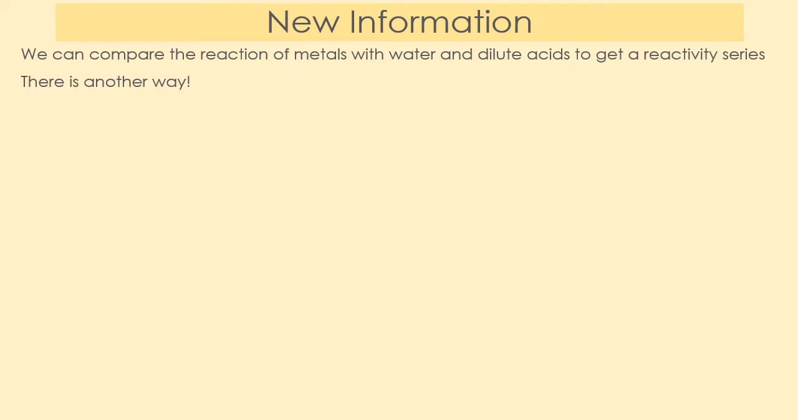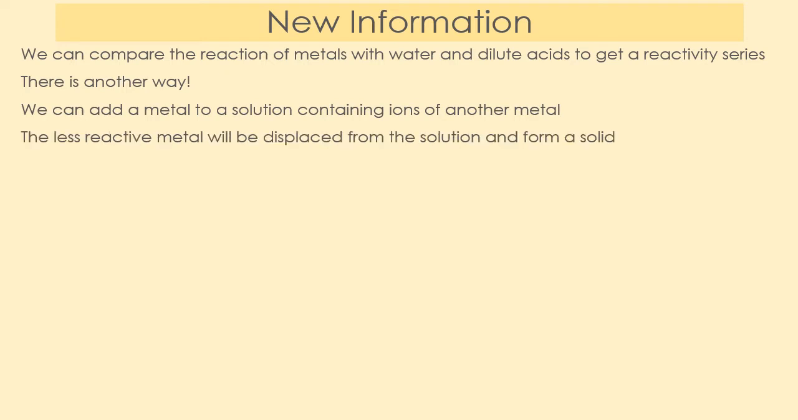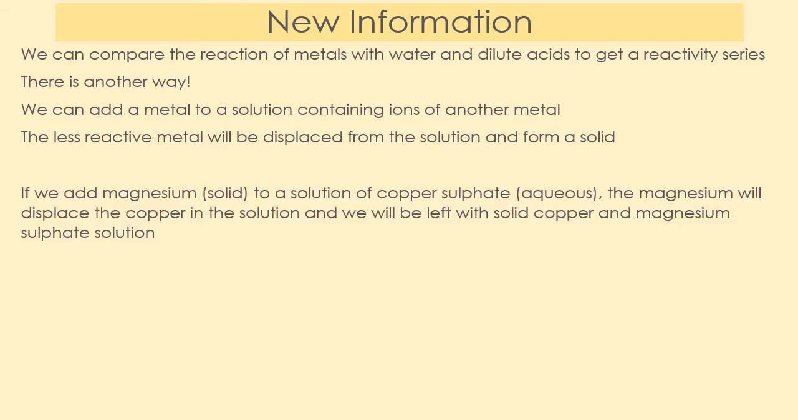But there is another way we can work out the reactivity series. We do that by adding a metal to a solution containing ions of another metal. I know, a little bit confusing at the moment, but we'll try and make it make sense. In that, the less reactive metal will be displaced from the solution and will form a solid. Still a little bit confused, I know. So we're going to have a look at one.